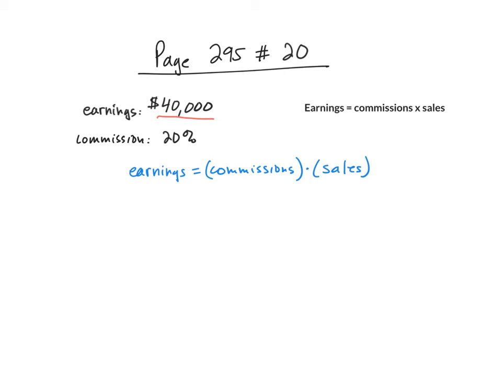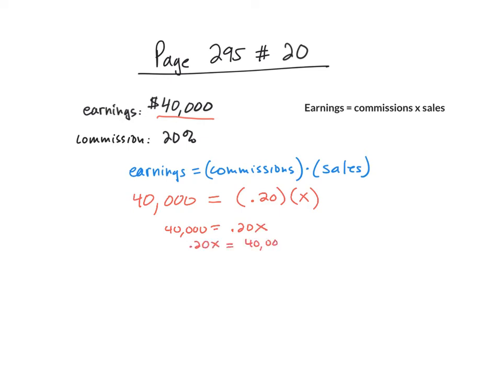In this case, my earnings are $40,000. My commission is 20%, so that's 0.20. And the question is, what are my sales? So rather than use an S for sales, I'm just going to write that as an X. So my equation turns into 40,000 equals 0.20x. If you want to, you can put the 0.20x on the left.